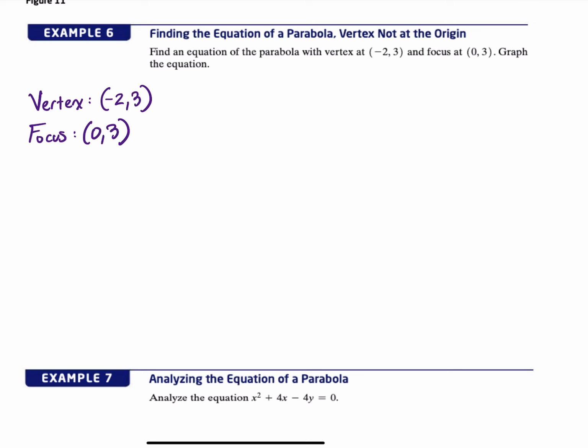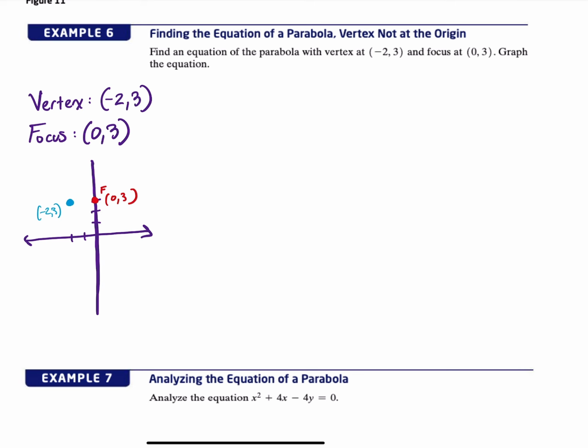So let's just start to visualize this. The vertex is at negative 2, positive 3. So we're somewhere over here. Let's call that negative 2, positive 3. And the focus is at 0, positive 3. So that means the focus will be here. So that means we should have some parabola that opens to the right. Here's our vertex, our focus point.